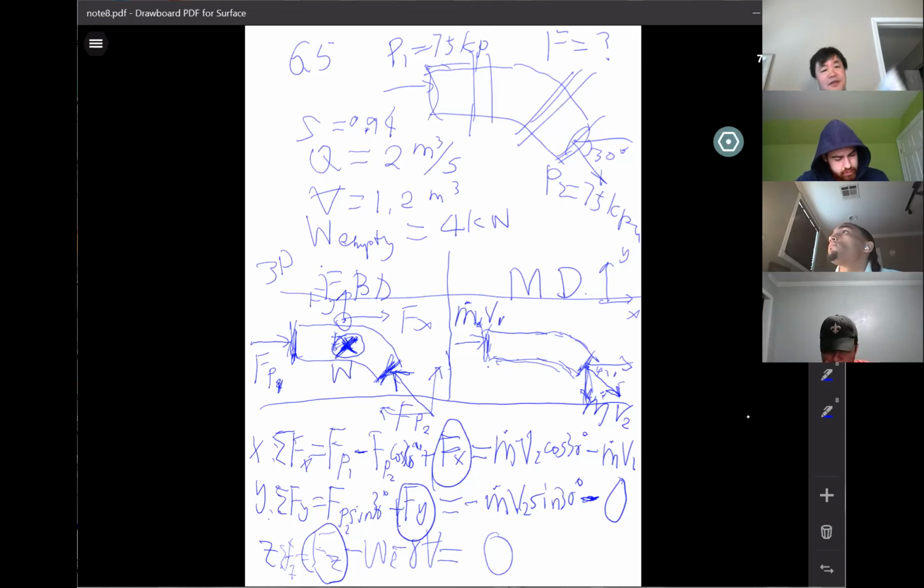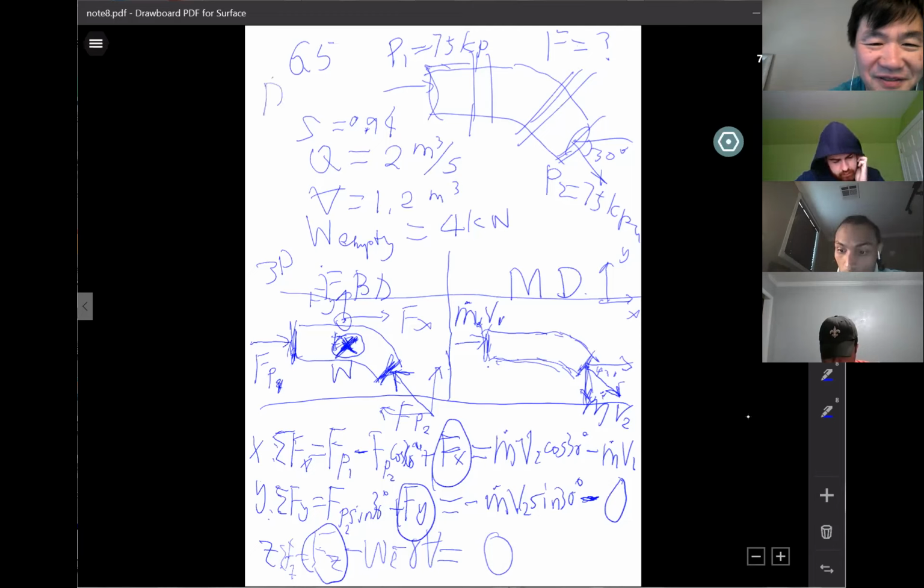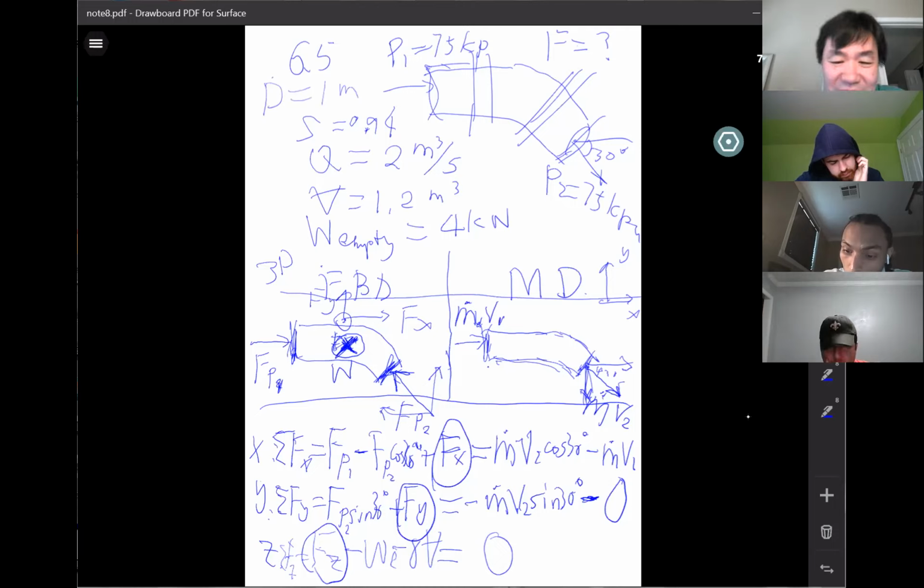Yeah, I said 1 meter. The first sentence of the problem statement said diameter, 1 meter diameter. Good. When a value is unknown, we find it out. Okay, diameter 1 meter. Anything else we don't have?